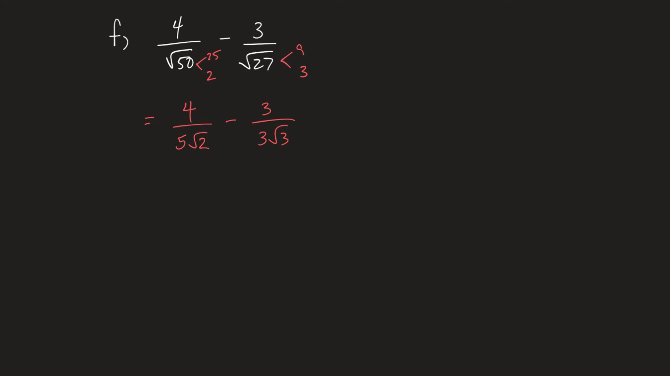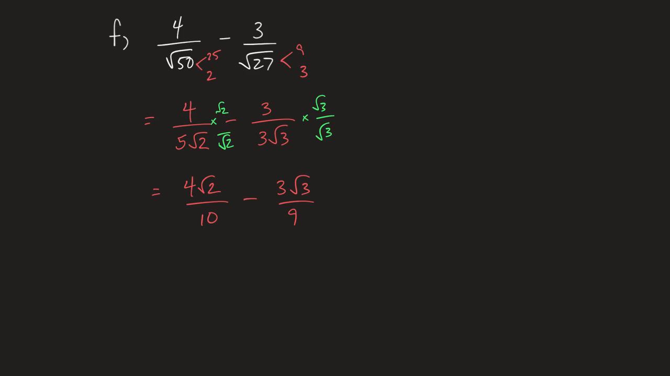However, I'm going to bet and say that most people would have then rationalized. Multiply the first by root 2 over root 2. Multiply the second by root 3 over root 3. So that's going to get me a 4 root 2 over 10 minus a 3 root 3 over 9. Okay, we come in on that.